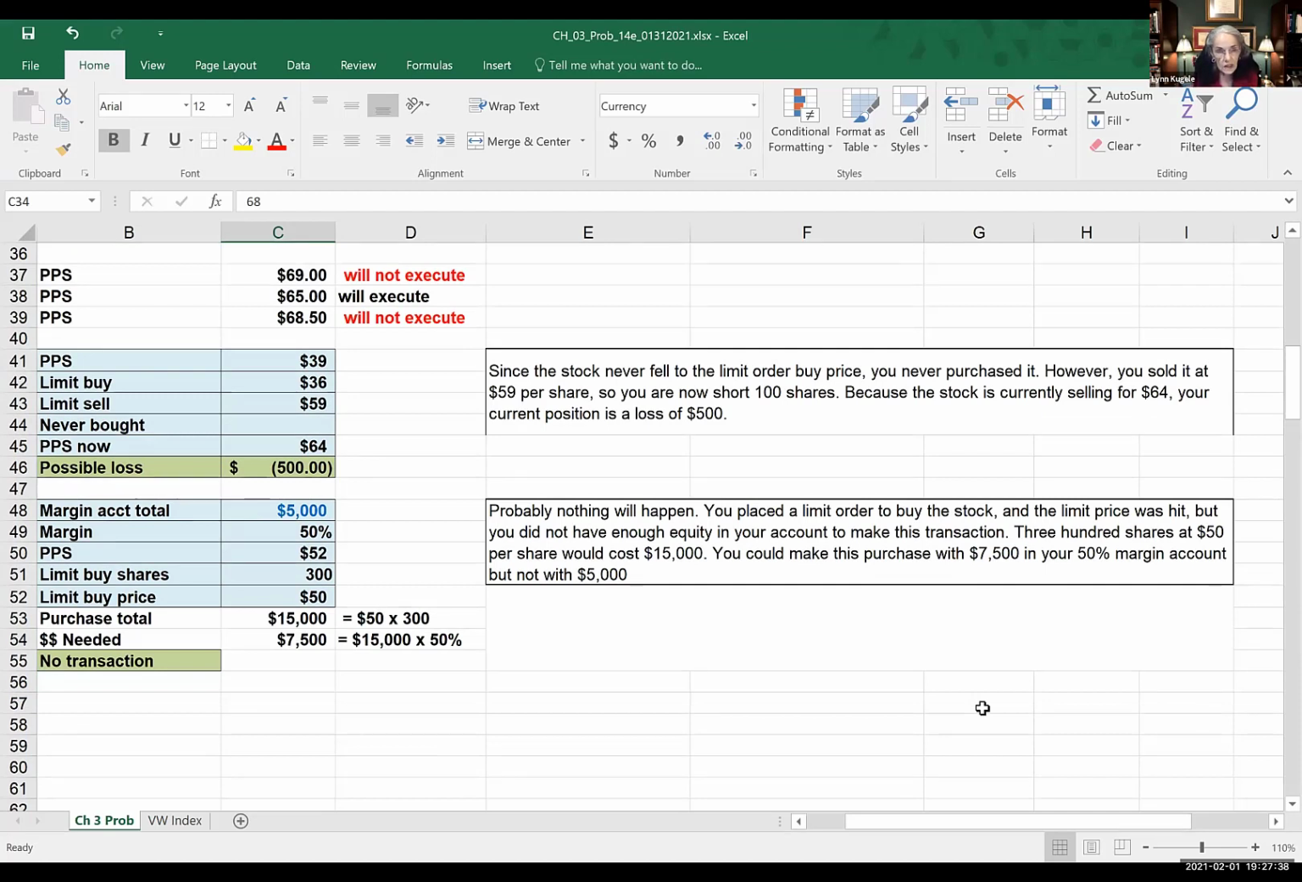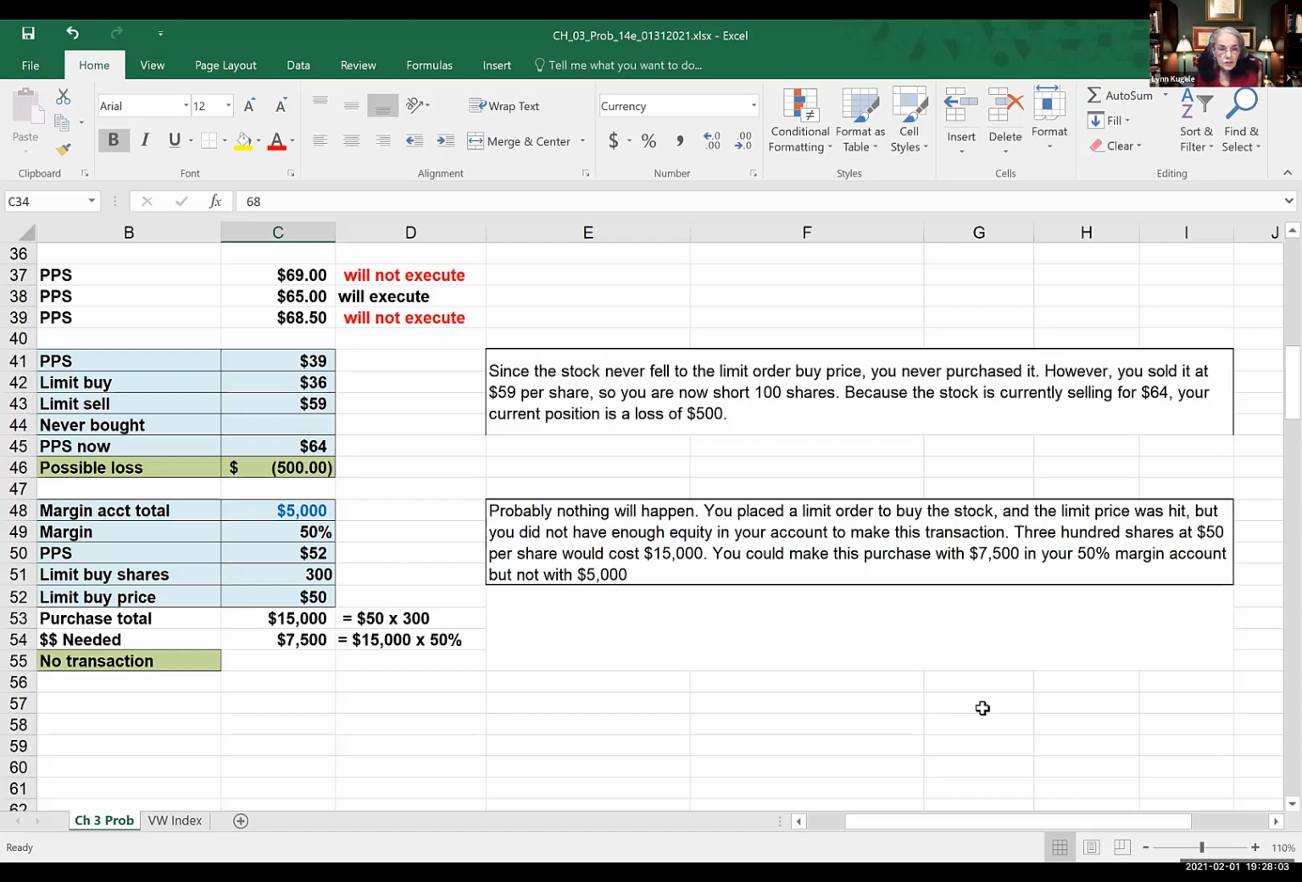You've been researching a stock that you like, which is currently trading at $39 a share. You'd like to buy the stock if it were a little less expensive, say 36 a share. You believe that the stock will go to 59 by year end and then level off or decline. So you decide to place a limit order to buy 100 shares at 36 and a limit order to sell at 59. Turns out you were right about the direction of the stock and it goes straight to 64.